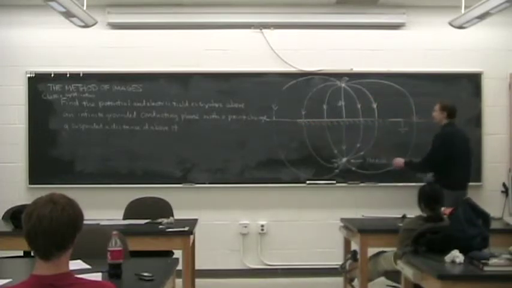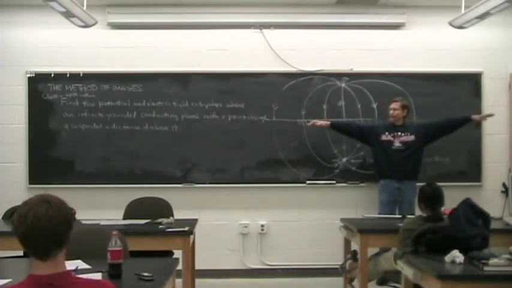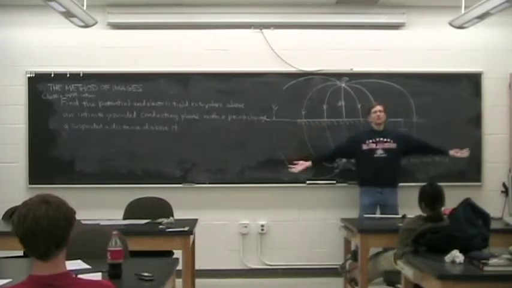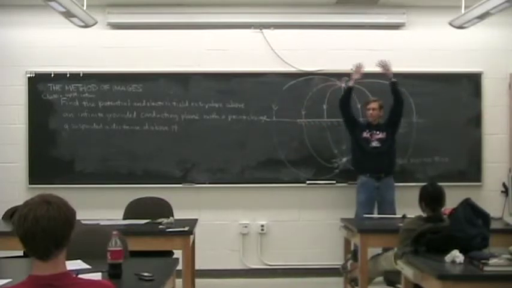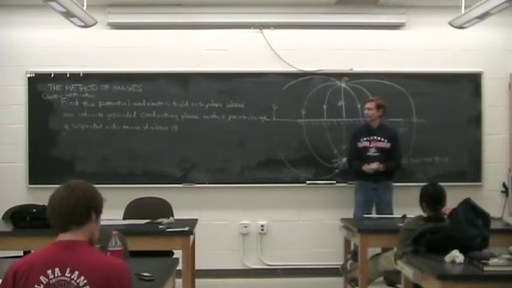So V is equal to 0 on the infinite hemisphere, if you like, consisting of the infinite plane plus the surface at infinity. V is equal to 0 everywhere on that boundary. That's the boundary condition, right?